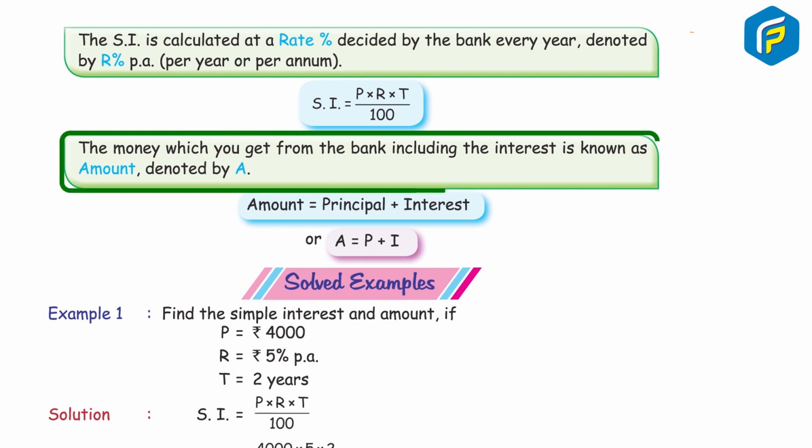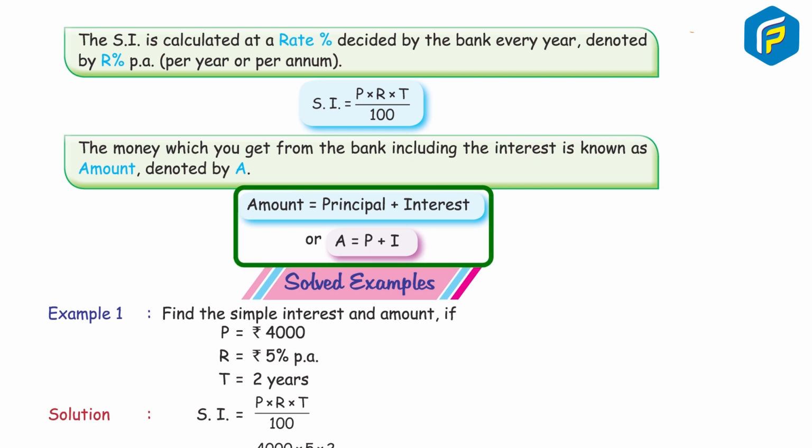The money which you get from the bank including the interest is known as amount, denoted by A. Amount equals principal plus interest, or A equals P plus SI.